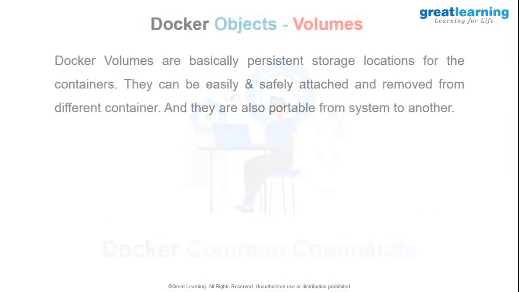Now let's come back and understand the different environment objects. So we have volumes. Docker volumes are basically persistent storage locations for containers. They can be easily and safely attached and removed from different containers. So imagine volumes like hard drives. Containers don't permanently store data. To store data permanently, you make use of volumes. Just like we transfer data from one laptop to another using hard drives, we use volumes to transfer any data from one container to another. It's not necessarily transferring data, it's just acting like a storage device.